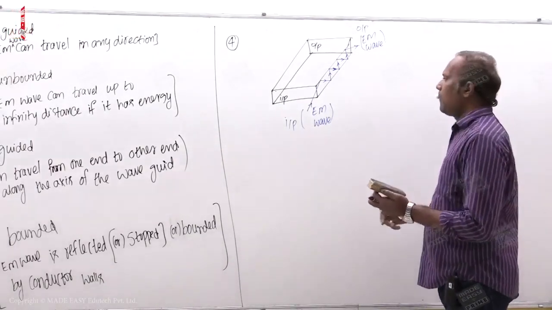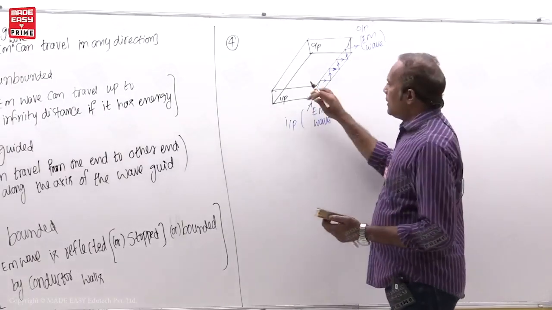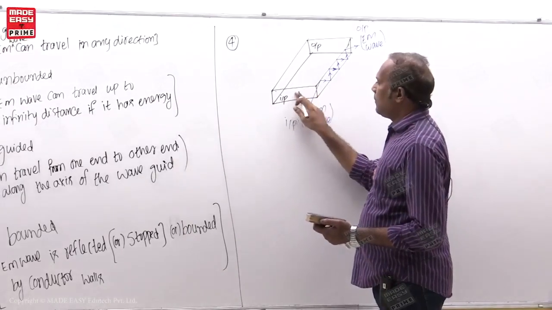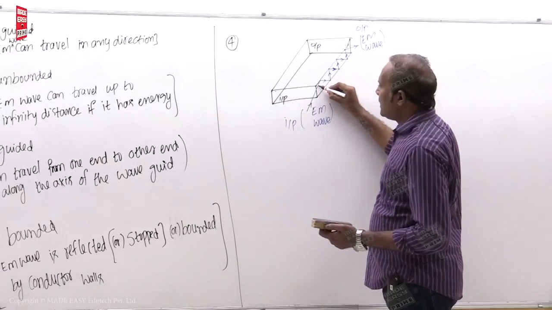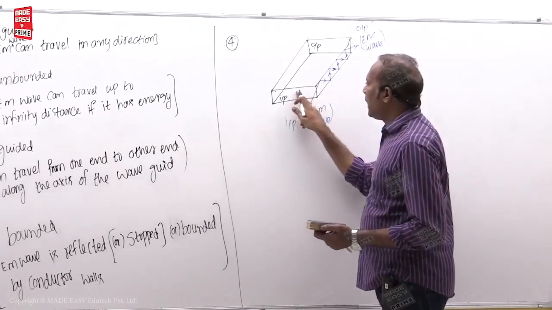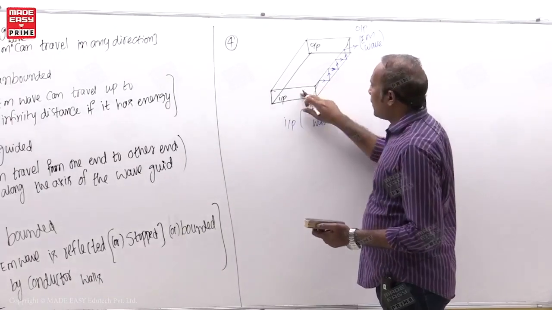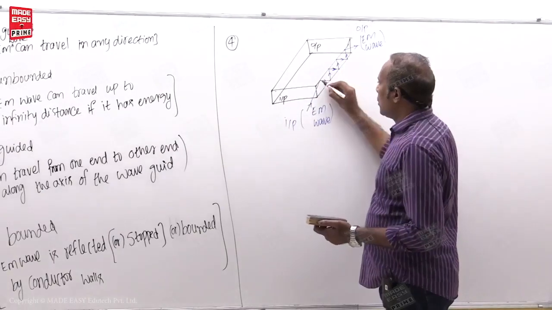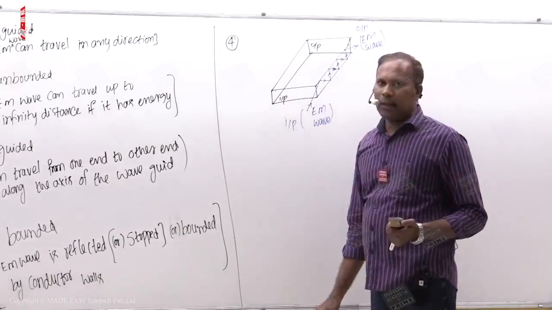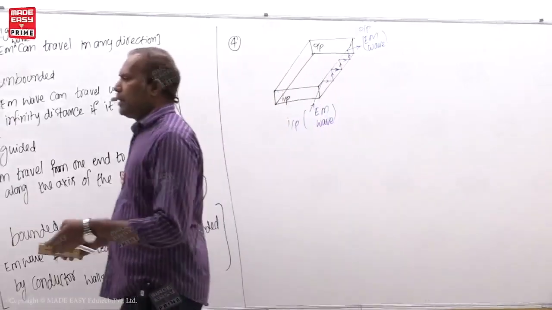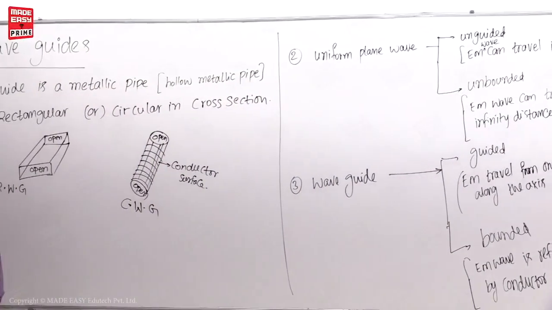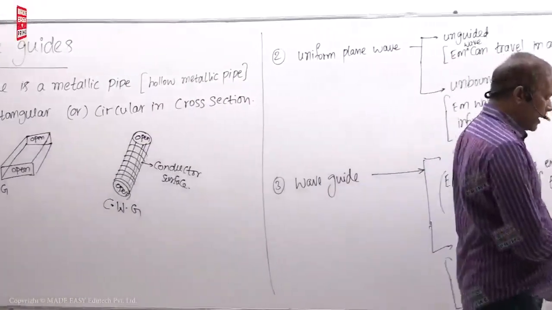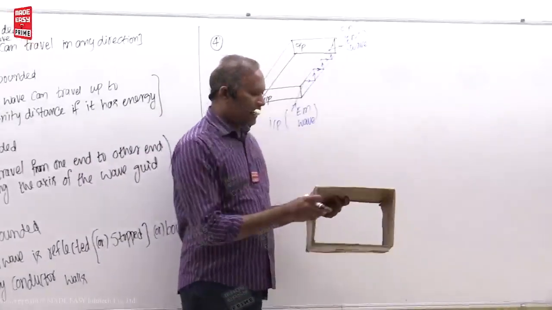So dear students, what is happening here? This is top conductor wall, bottom conductor wall. Here medium is there. That means this signal or otherwise EM wave is traveling in this medium and going from one end to other end along the waveguide axis. That means in the direction of waveguide axis through multiple reflections at the conductor walls. If you want, I will show you here like this. So this is the waveguide. Okay, this one, this is the waveguide.